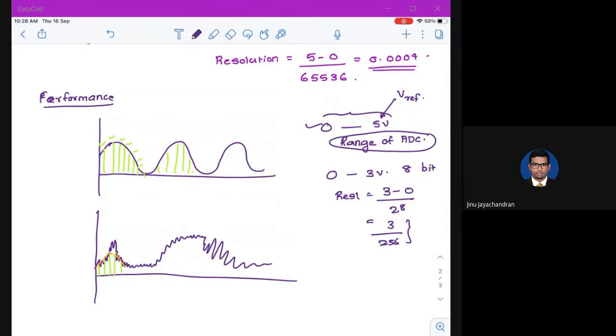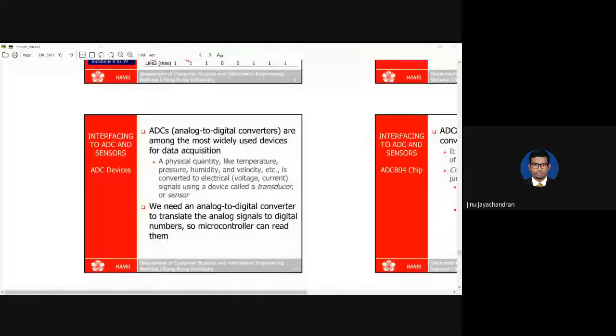So now let's move on to our controller, which is basically the 8051. In 8051, you don't have an ADC built in inside it. Instead, what we are going to do is we are going to interface an ADC chip to this, and then we are going to sample the voltage.